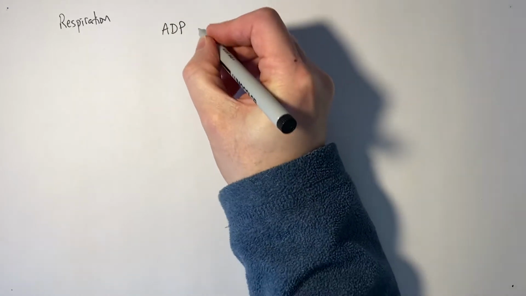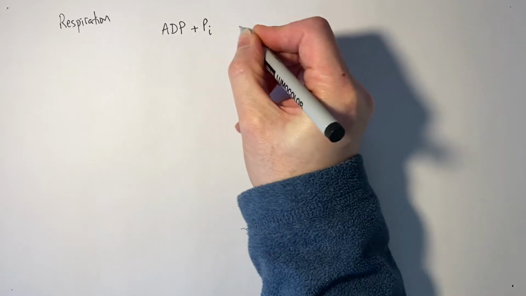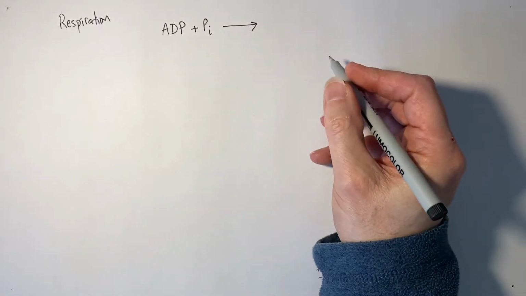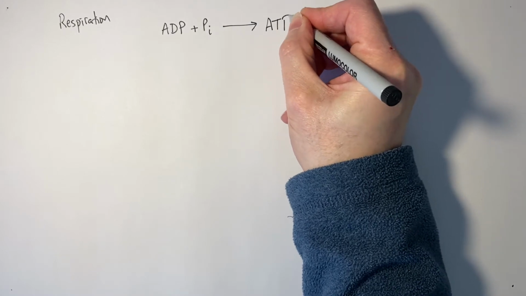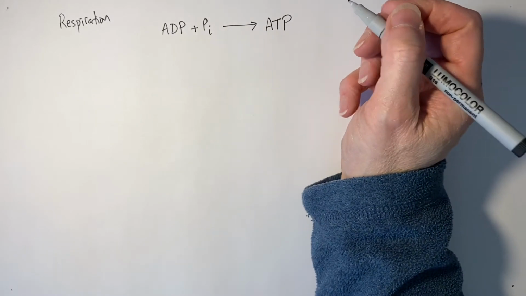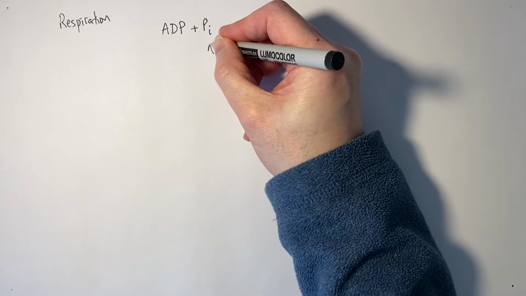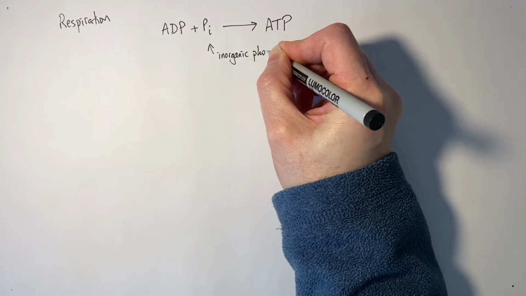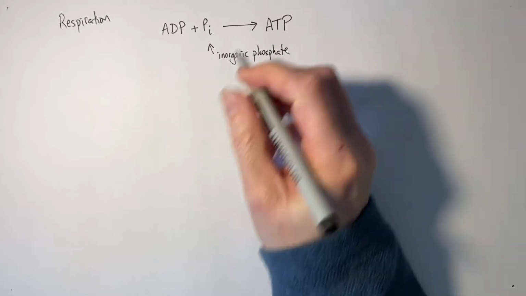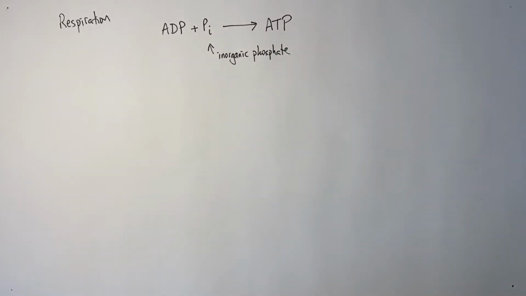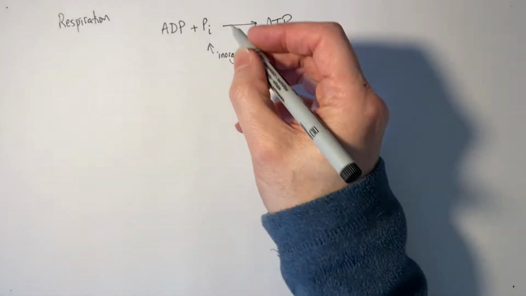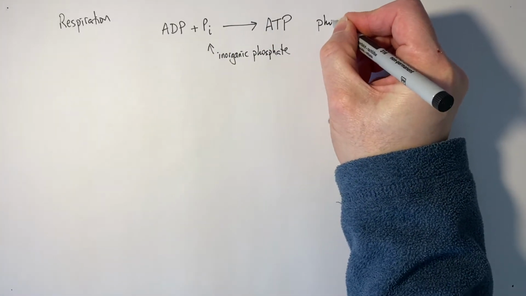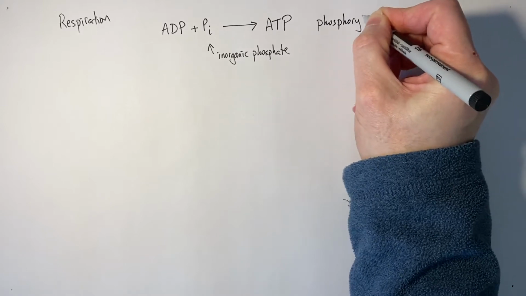So ADP is phosphorylated by inorganic phosphate to form ATP. Okay, so this here is inorganic phosphate. What that means is that it is usually phosphate ions that are floating around the cell cytoplasm or in the nucleus, wherever it's needed. Okay, this process we call phosphorylation.